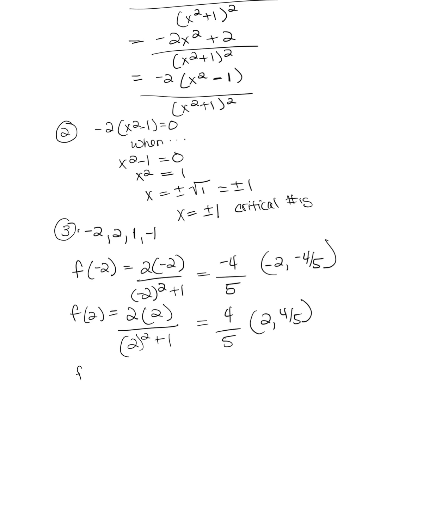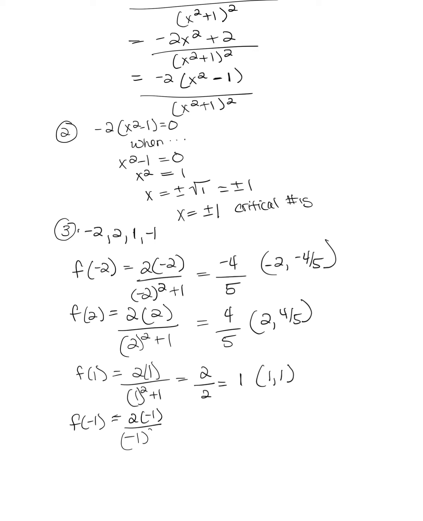And then f of 1, it's going to be 2 times 1 over 1 squared plus 1. You have 2 over 2, which equals 1. So we have a point at 1, 1. And then f of -1 equals 2 times -1 over -1 squared plus 1. This is going to give us a -2 over 2, which gives us a -1. So we see that we have another point at -1, -1.